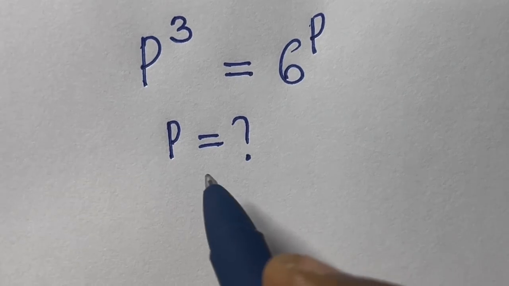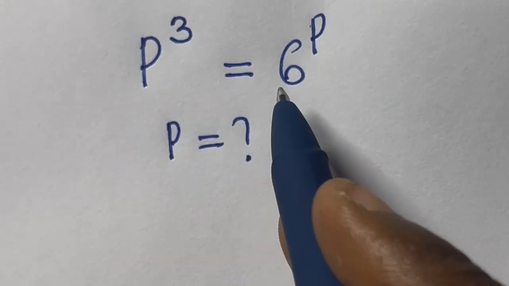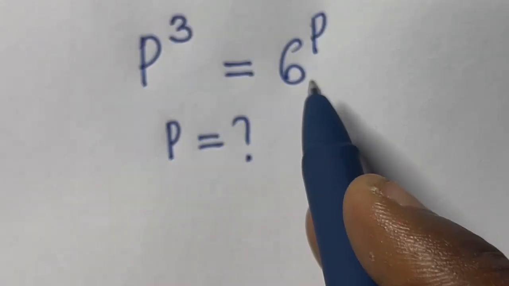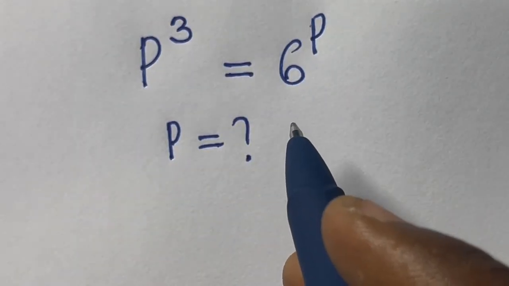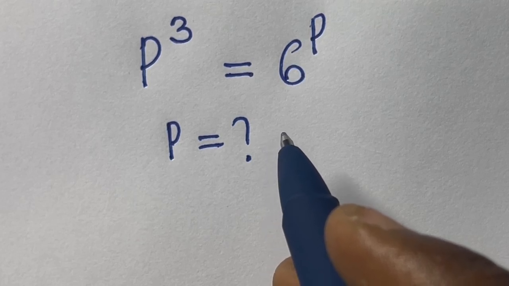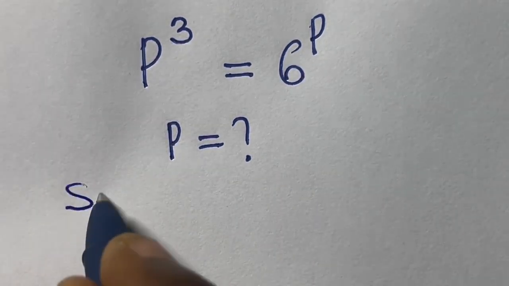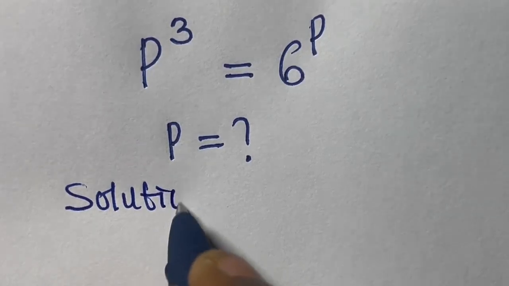In this video, we want to solve for p in p raised to power 3 equals 6 raised to power p. Guys, this may look simple, but do you believe that 99% of students fail this? However, let's solve this together. That's the solution.